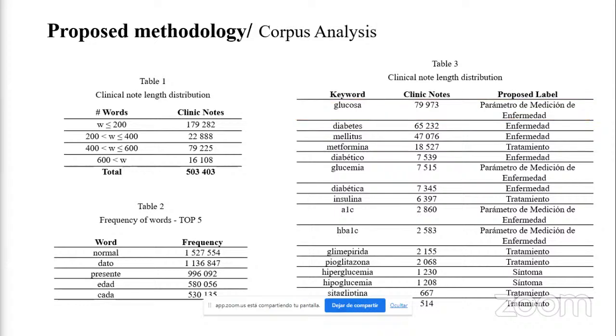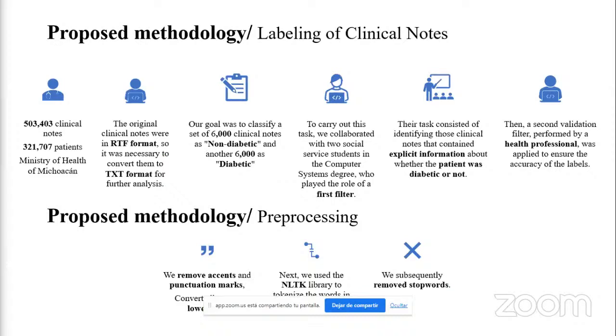Our dataset comprises approximately 500,000 clinical notes from around 300,000 patients with various diseases. With the collaboration of health professionals and students from Tecnológico de Morelia, we labeled a set of 6,000 medical notes from diabetes patients and another 6,000 from non-diabetic patients.